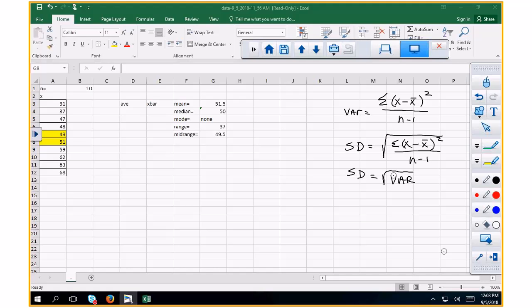Now read that formula. What does it say? What have I got to do for the variance? That's not rhetorical. I want y'all to interact. What does the mean? Okay, you have to use the mean. That's x bar. But what do you have to do with the mean?